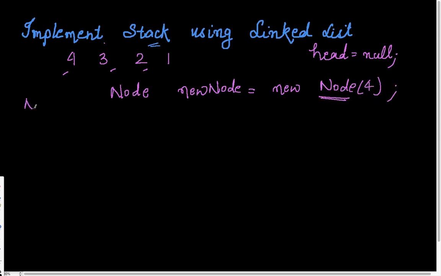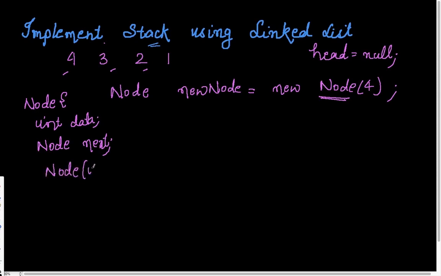Node is a class which has two variables. So node is a class which is having int data, and we have a next variable which is keeping reference of the next node, and we have a constructor Node which initializes the value or the data of that particular node to the data that we pass. So here we are passing 4, right?